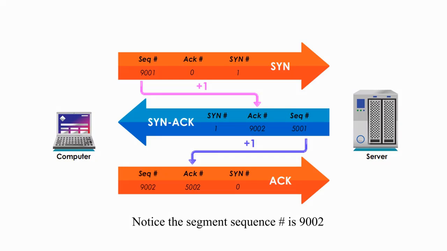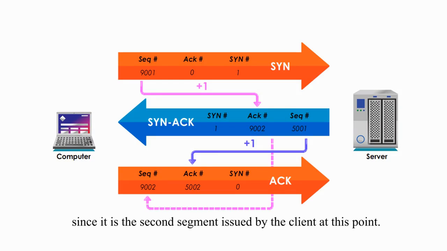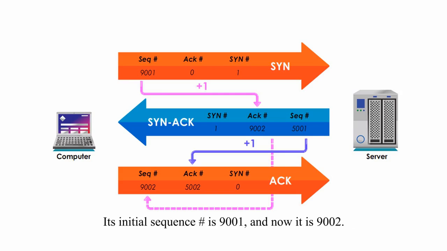Notice the segment sequence number is 9002, since it is the second segment issued by the client at this point. Its initial sequence number is 9001 and now it is 9002.